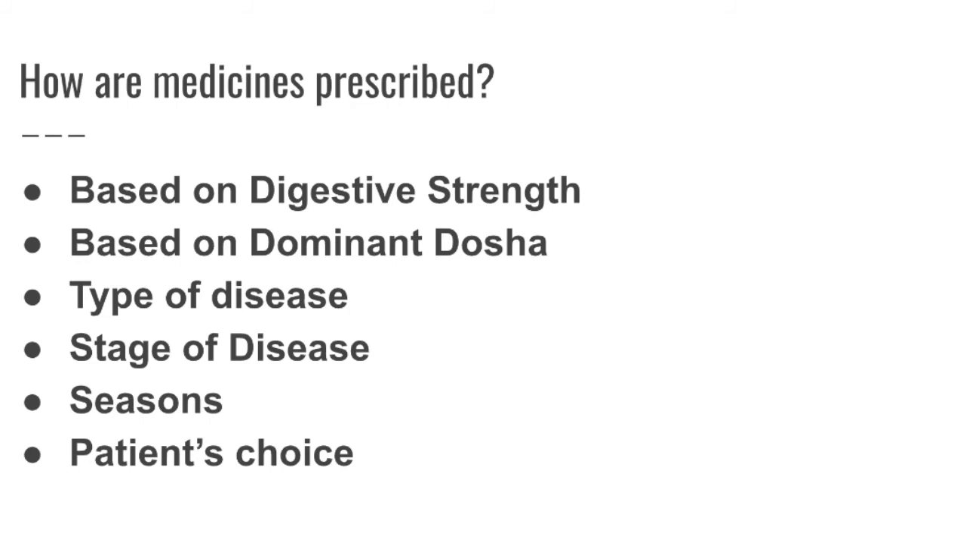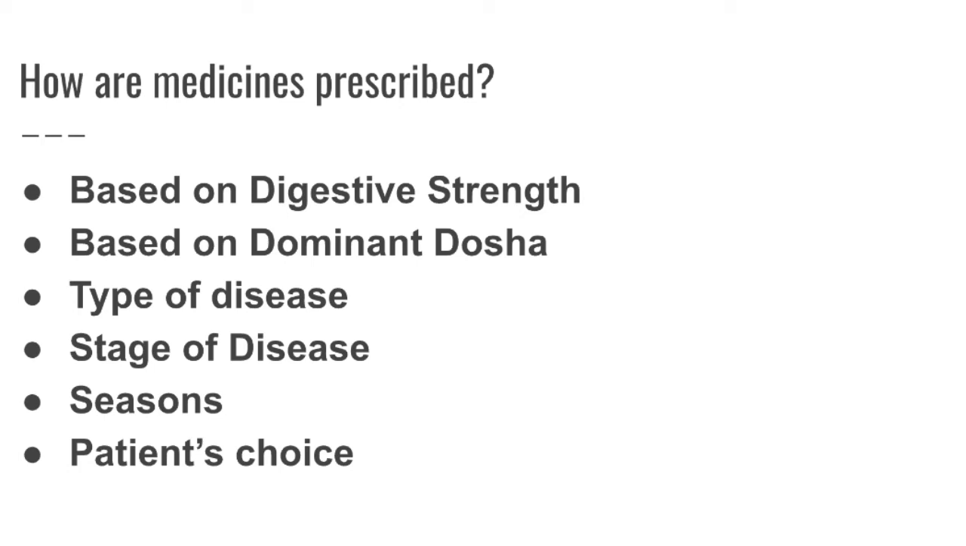And now we are going to move on to see how these medicines are prescribed. An Ayurvedic doctor prescribes medicines based on the following things. These are the main factors, but there are also other factors. It is based on the digestive system, your strength, your dominant dosha, your body type, and the type of the disease you have, and the stage, like is it in the beginning stage, or is it a chronic illness.